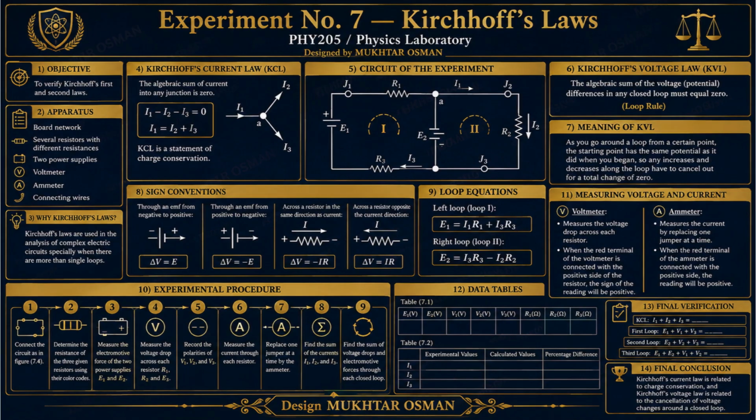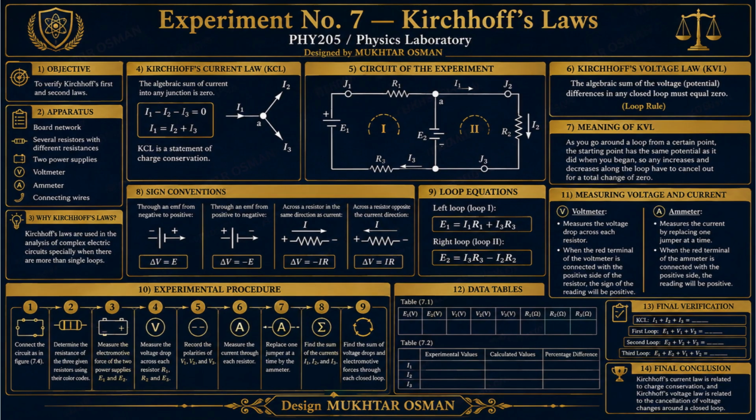10. Experimental procedure. Step 1. Connect the circuit as in figure 7.4. Step 2. Determine the resistance of the 3 given resistors using their color codes. Step 3. Measure the electromotive force of the 2 power supplies, E1 and E2. Step 4. Measure the voltage drop across each resistor R1, R2, and R3. Step 5. Record the polarities of V1, V2, and V3.